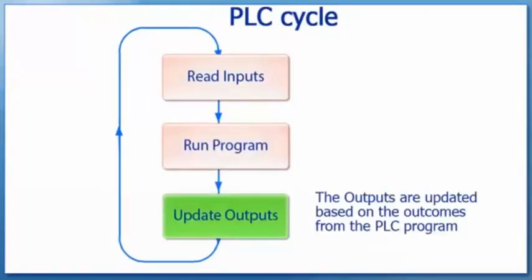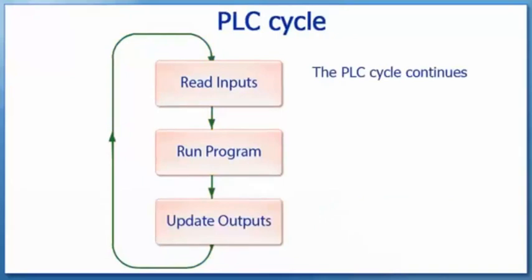Any changes that the PLC program wants to make to the outputs are written to the outputs. The outputs are written once the PLC has completed running the program. The outputs don't change when the PLC program is running. The changes are made at the conclusion. When the outputs are being changed, the inputs are not being monitored and the program is not being run. The PLC cycle repeats and will continue as long as the PLC is in run mode.